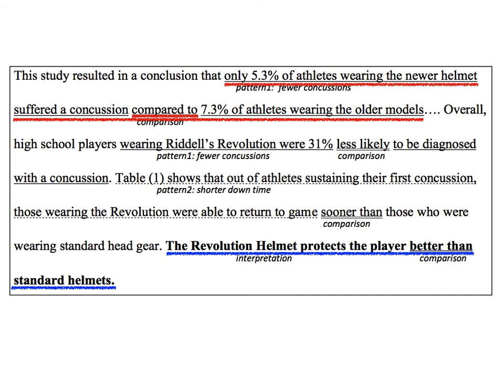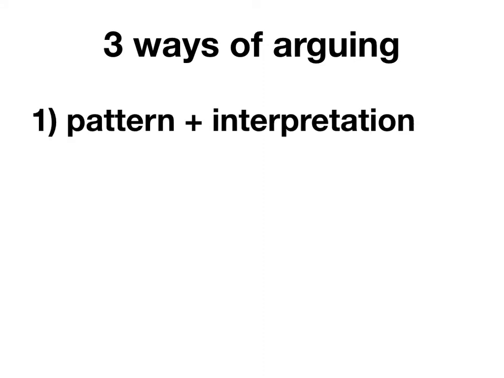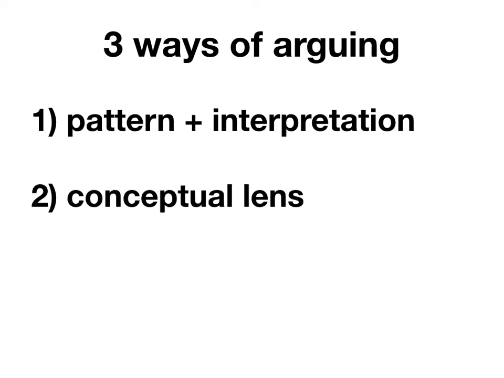Okay, to wrap up, the main ways of arguing in academic writing are, number 1, pattern and interpretation. Notice something in your data and then explain what it means. This is more of a bottom-up approach. Number 2, conceptual lens. Take a concept, theory, or idea and see how well it explains or fits your data. This is a top-down approach.